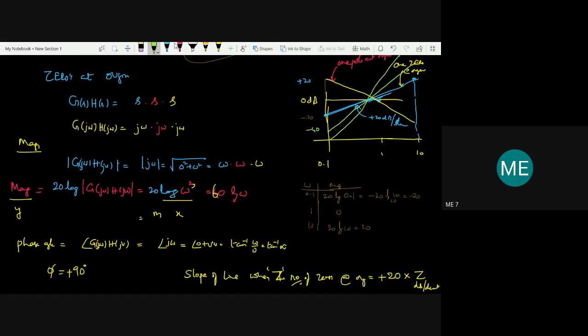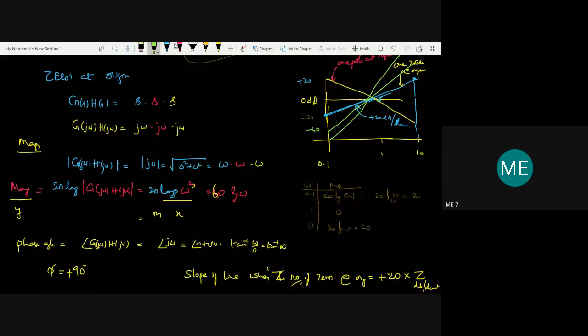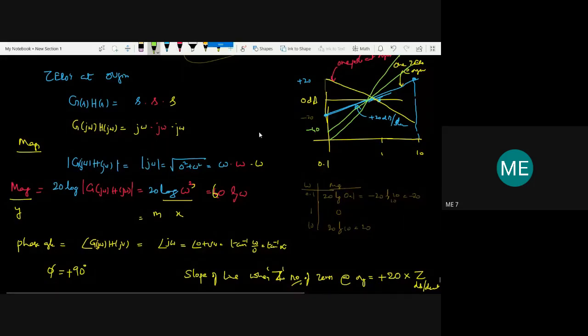So if zeros are there, there will be a positive slope in the initial Bode plot. If there are two poles at origin, it starts from minus 40 dB. If one pole at origin is there, it starts from minus 20. One zero at origin, it starts from plus 20. Two zeros, it starts from plus 40. And three zeros at origin, it starts from plus 60. So now we can get to know how it can be drawn for poles or zeros at origin.